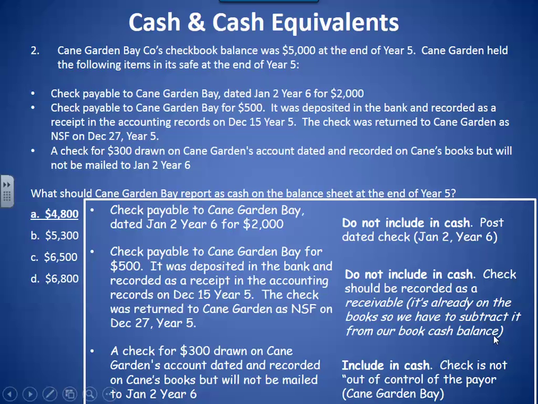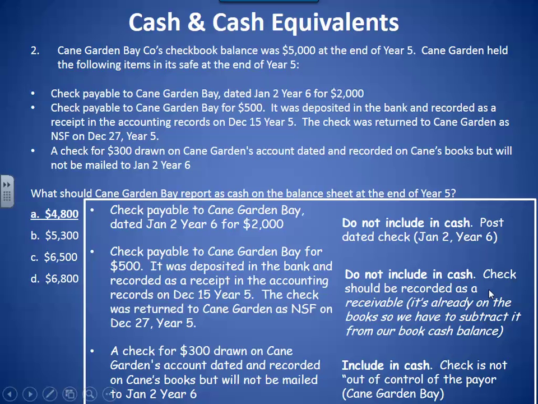Item number 3 then is a check for $300 drawn on Cane Garden's account. In other words, Cane Garden is paying a bill, dated and recorded on Cane's books, but it will not be mailed until January the 2nd. In this case, that amount was subtracted from their checkbook balance, but we need to include it in cash because the check is not out of the control of the payer, Cane Garden Bay, until it's been mailed on January the 2nd. So that's the answer to question number 2.